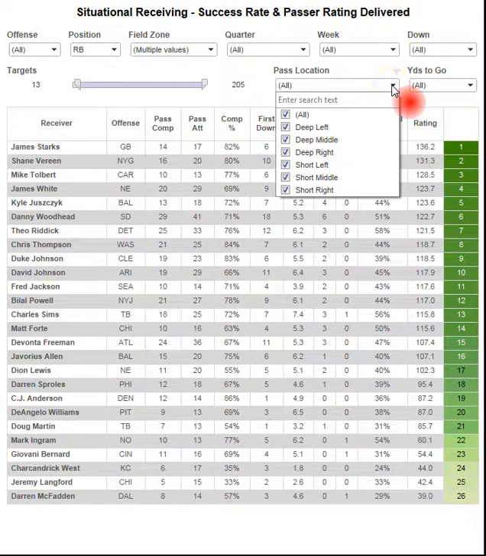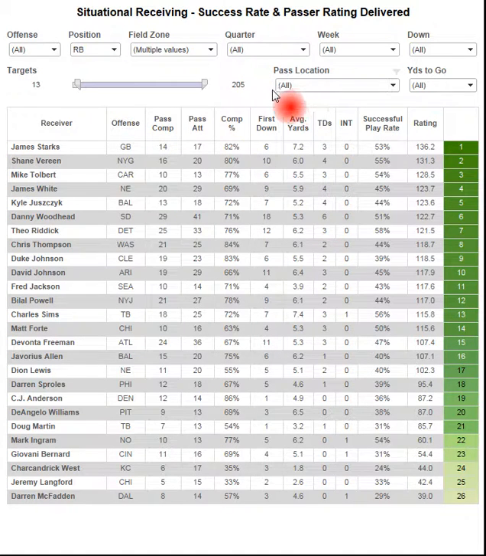You can also look at pass location, so whether or not the quarterback was targeting this receiver to the deep left or right, whether or not he was targeting to the short middle or short left. You can filter by any of those types of things. Deep passes are considered 15 or more yards in the air. Short passes are considered less than 15 yards in the air.